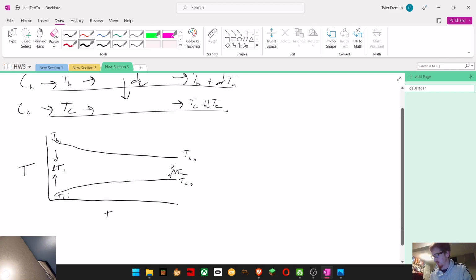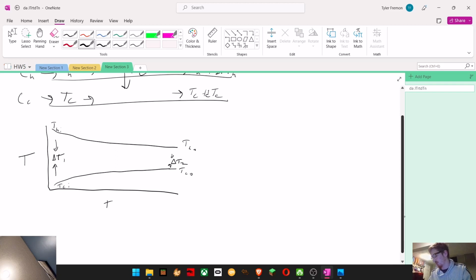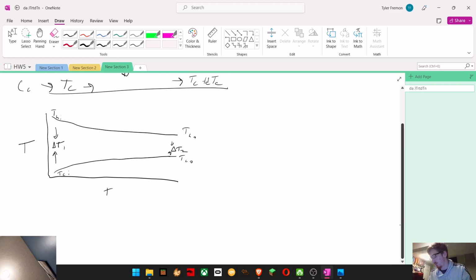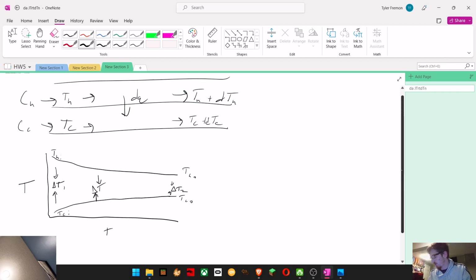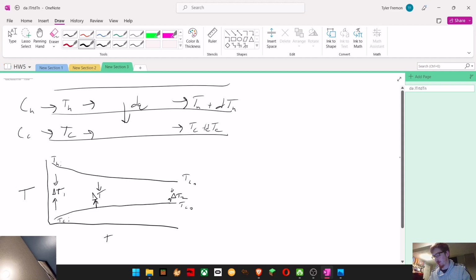Forgot my x-axis, I guess. But the initial difference in temperatures is going to be delta T1, the final difference in temperatures, delta T2, and at any point along the graph, the difference in the two temperatures is going to be delta T. So we can start off by coming up with an expression for this dq.